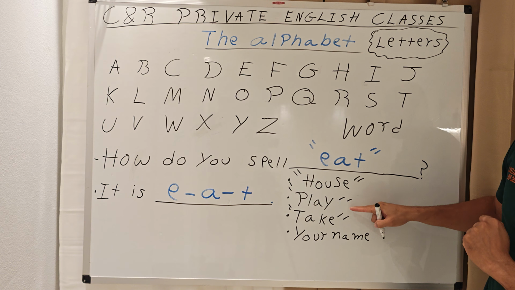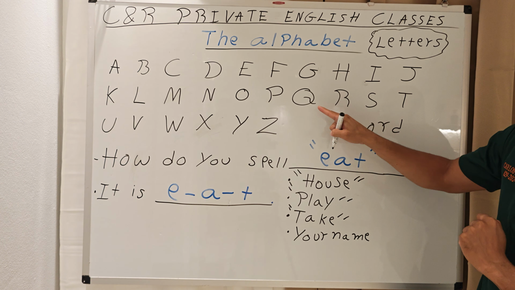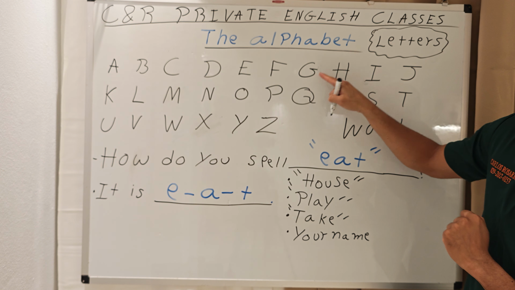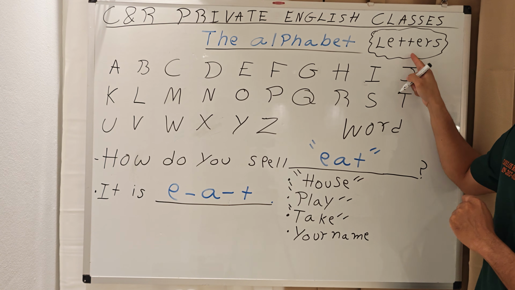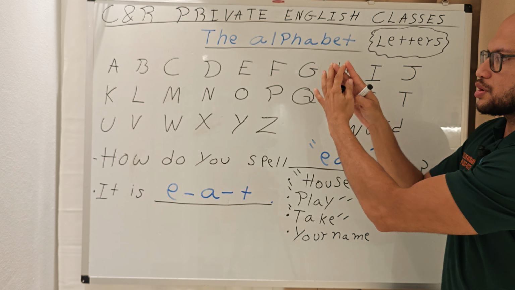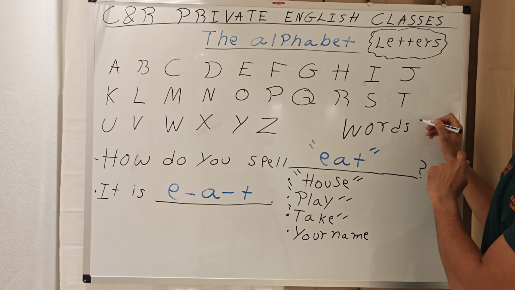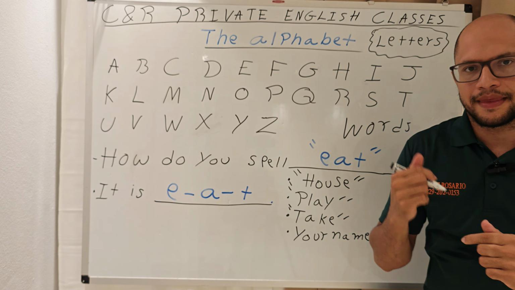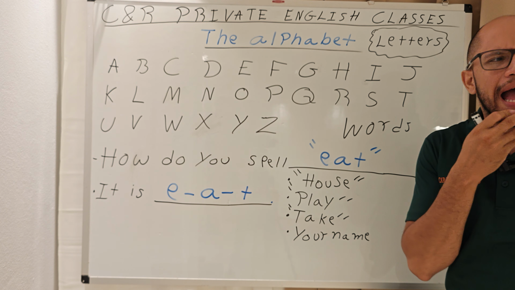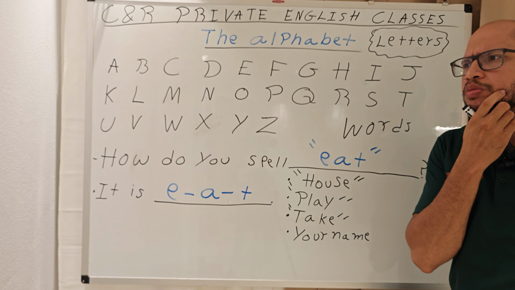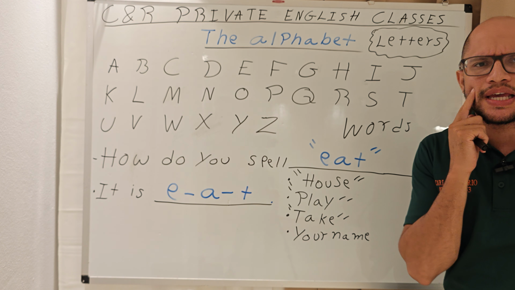House is a word. Play is a word. Q, P, F, G, they are letters. And when you put the letters together, you have words. Nice. So, how do you spell your favorite food?